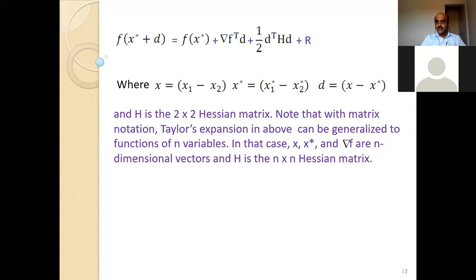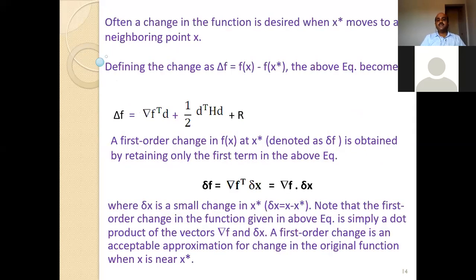So we are expressing the Taylor's expansion in the form of a vector gradient and the Hessian matrix. Often a change in the function is desired when x star moves to a neighboring point x. Defining the change delta f of x minus f of x star, the above equation will become this. So this is just rearranging the terms in a different way. Then a first order change in f of x at x star, denoted as delta f, is obtained by retaining only the first step in the above equation.